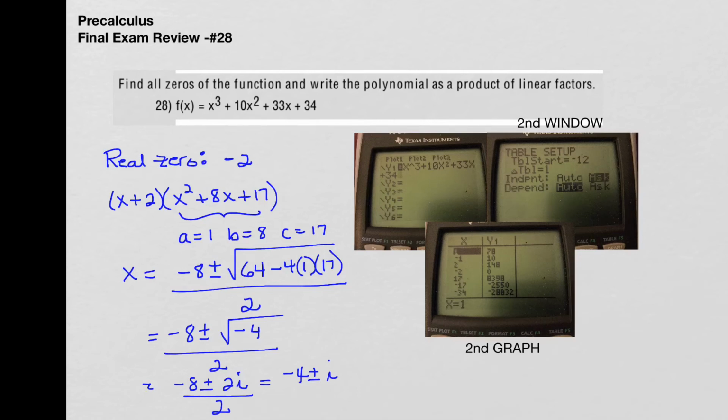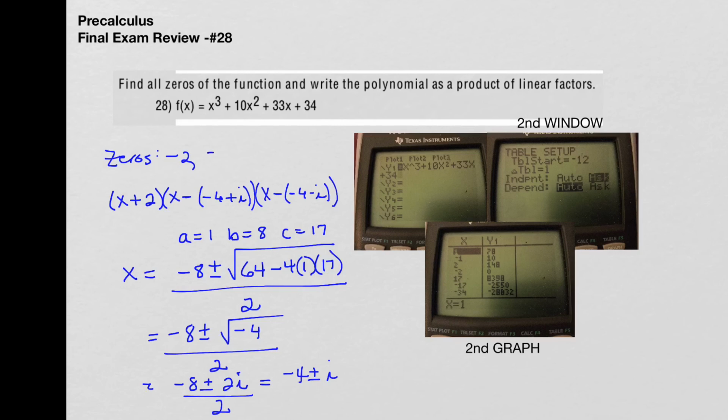Okay, so now I can take out this quadratic, and I have x minus negative 4 plus i, and then x minus negative 4 minus i. And let's change this just to zeros. Now we know what all the zeros are. So we've got negative 2 and then negative 4 plus or minus i. And if you wish to distribute the negative here, you can do so. You can also just leave it in this format. Either way is fine. So here we've got our linear factors, the product of the 3 linear factors, and then our 3 zeros for the function. So that's the answer to that problem.